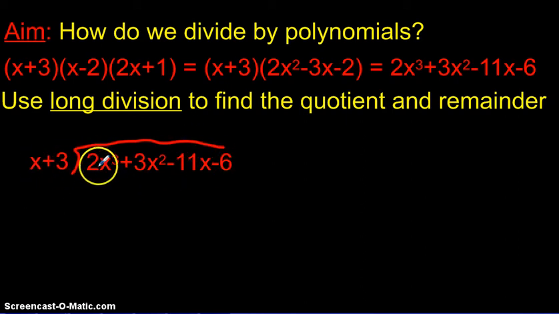X goes into 2x to the third, 2x to the second times. And then I'm sure you're saying, that's kind of random. That's because 2x to the third divided by x is 2x to the second. Anything just divided by x is going to have one less power. And now we're going to do what we did previously. We're going to multiply these terms and subtract it from here.